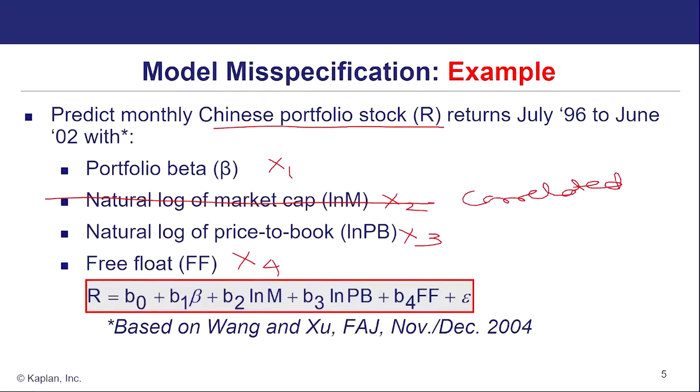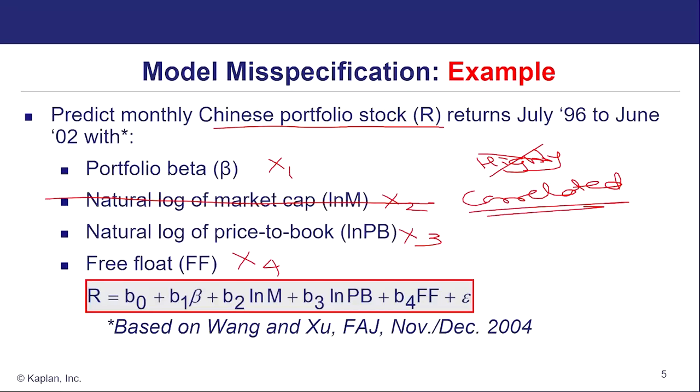Now I'm saying correlated, I'm not saying highly correlated. If it is highly correlated, that is multicollinearity, that is a problem, and there is a solution to it, which we'll see later on. Right now, we are only talking about correlated. So market cap, say for example, is behaving kind of similarly as, say for example, free float.